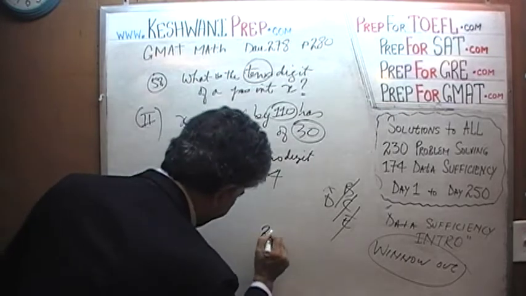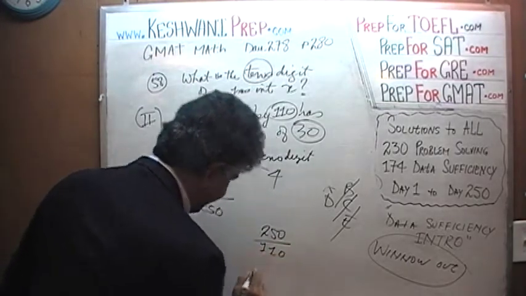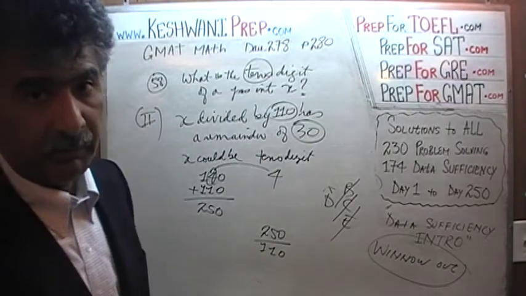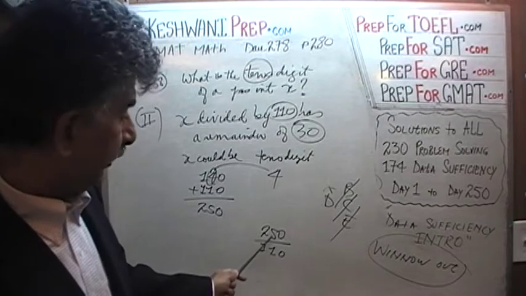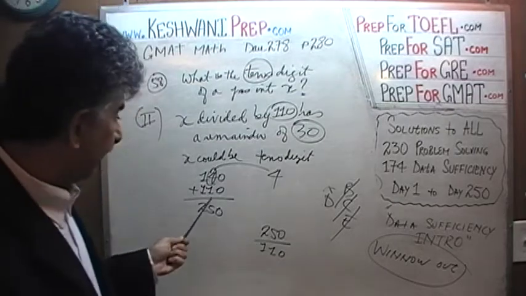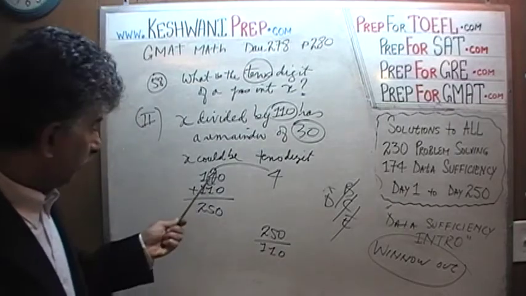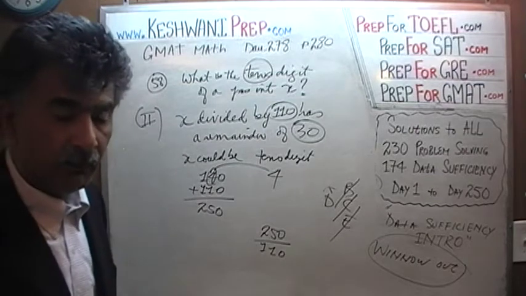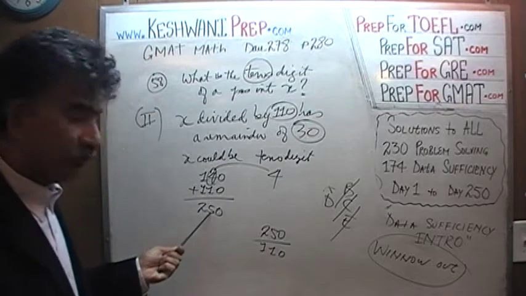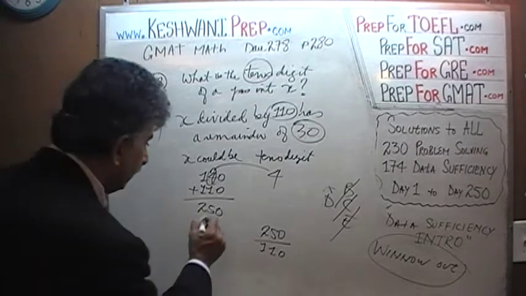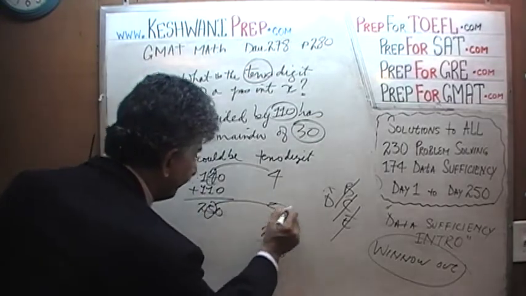And 250 divided by 110 will also give us a remainder of 30, because 110 plus 110 is 220, 220 plus 30 is 250. Of course, by design, we simply added 110 to whatever the previous number was. We're just going one more round. This will also have a remainder of 30, but now the 10 digit happens to be 5.